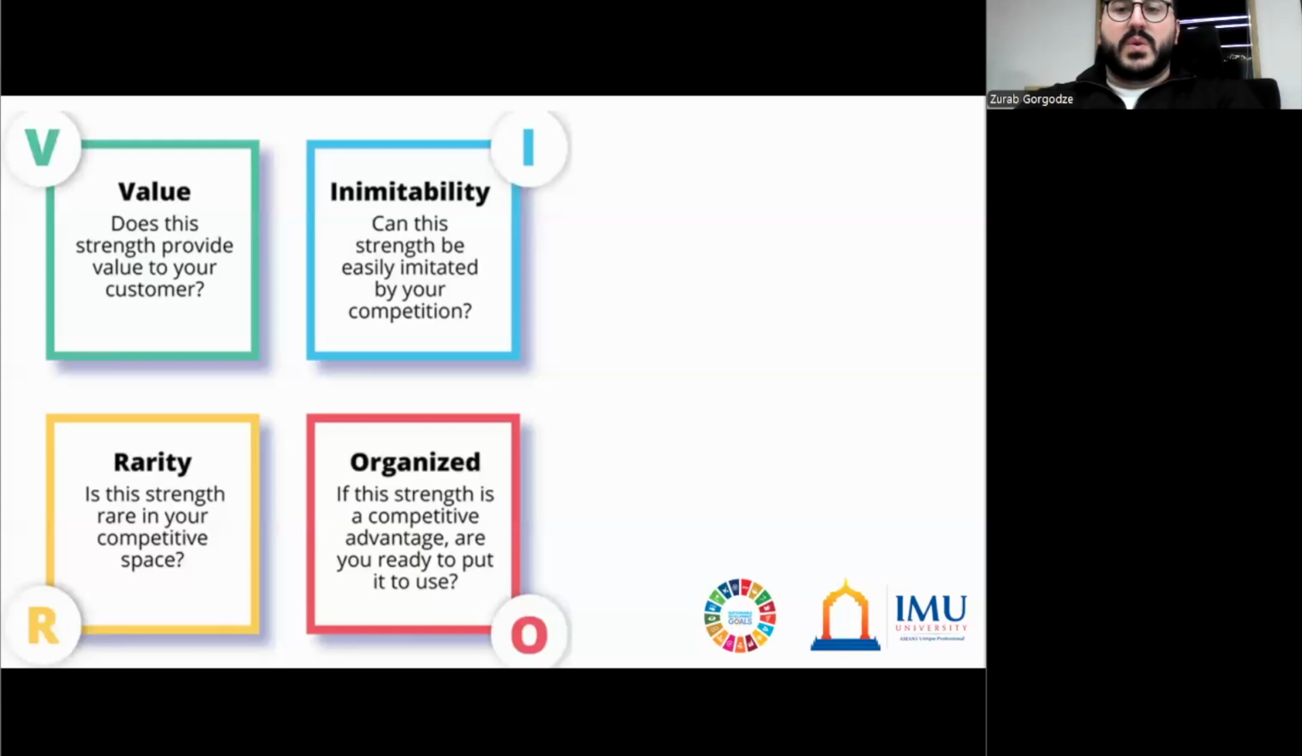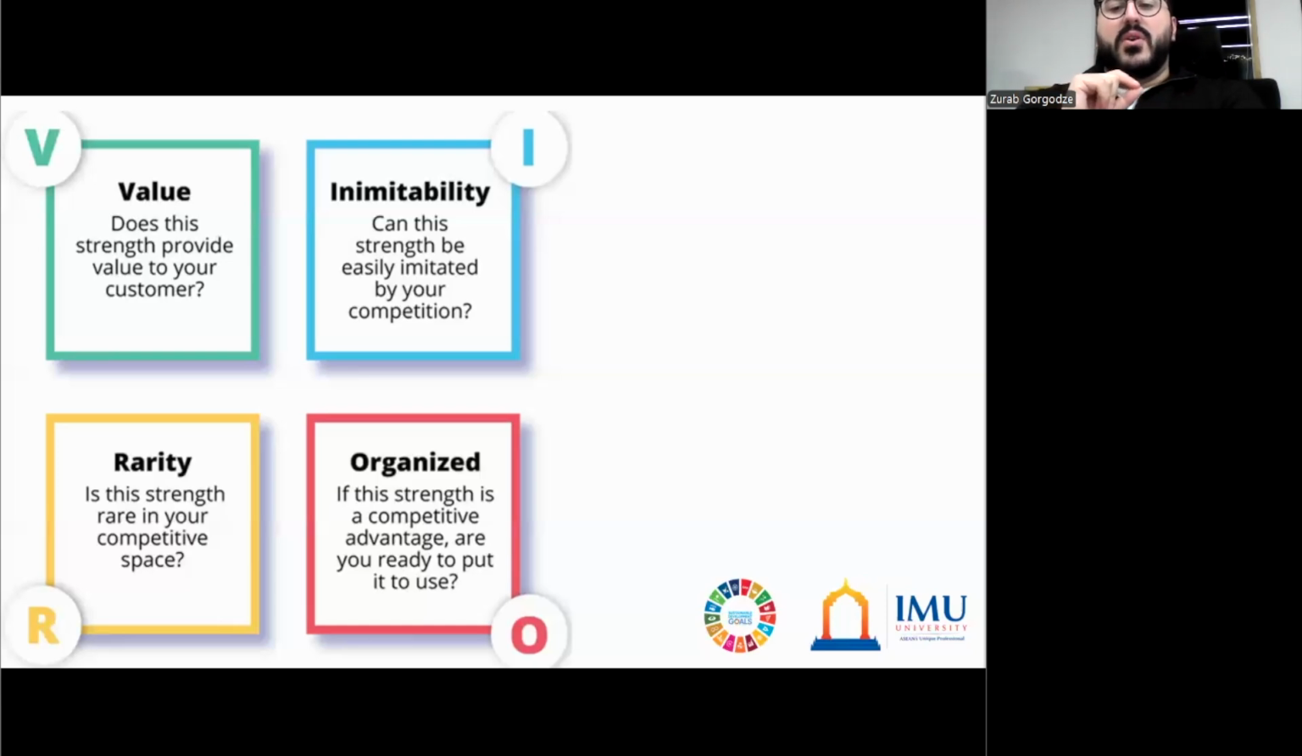Question 2. Can all resources be classified using the VRIO framework? Most resources can be evaluated using VRIO. However, some may not fit neatly into these categories. It's important to adapt your analysis based on your specific context.